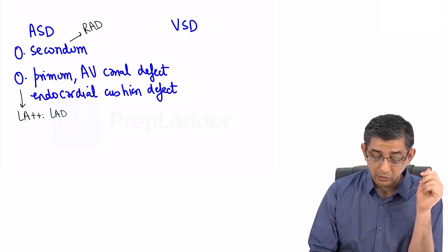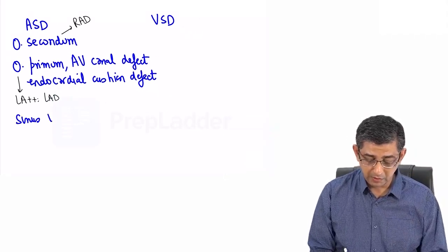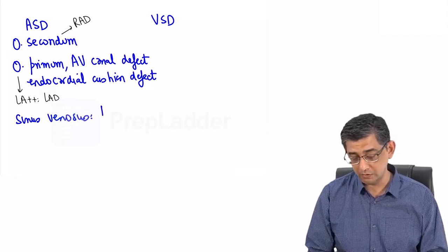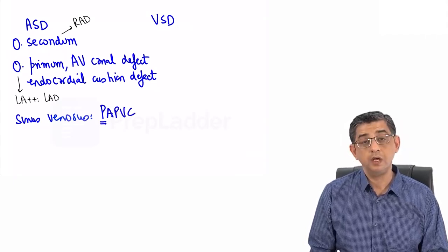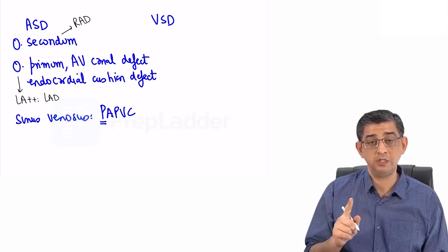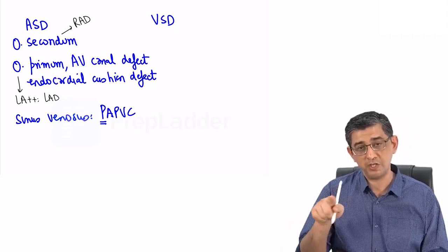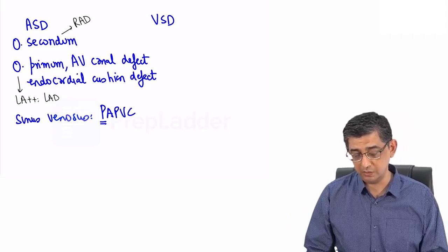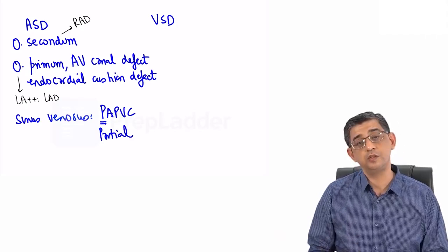There's a third variety also asked. This third variety of atrial septal defect is called the sinus venosus variety, and he will ask you what this is associated with. Your answer will be PAPVC, that is partial anomalous pulmonary venous connection, not TAPVC, not total anomalous pulmonary venous connection, where you have the figure of 8 appearance. The word here is not total, it is partial.